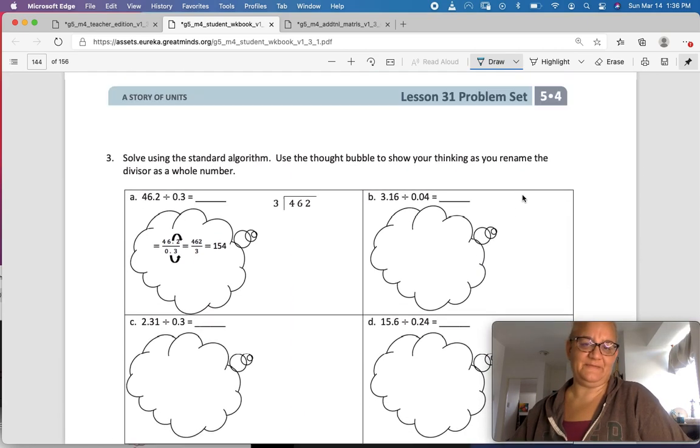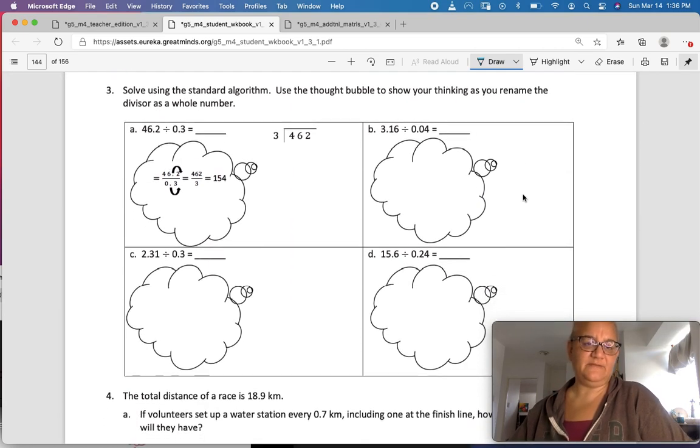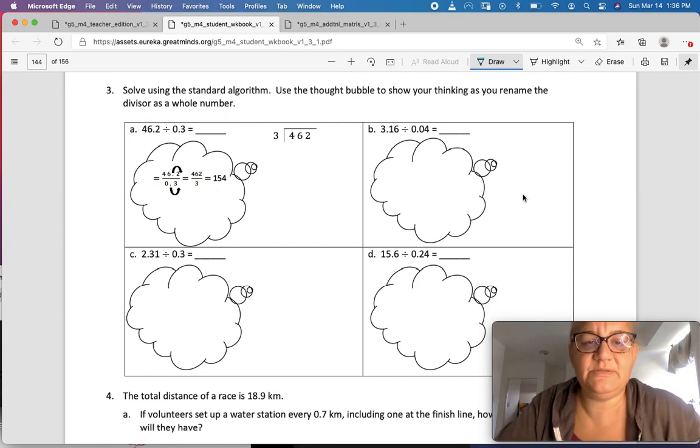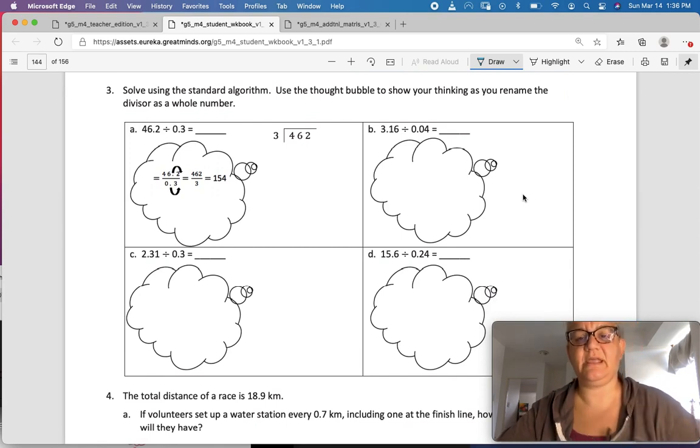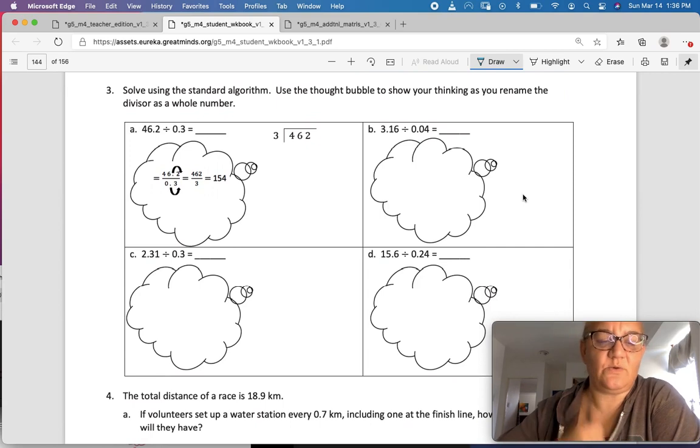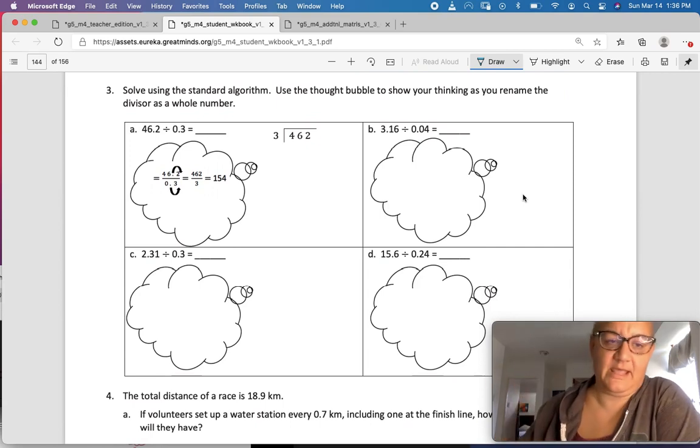Okay, number 3. Solve using the standard algorithm. Use the thought bubble to show your thinking as you rename the divisor as a whole number. Okay, so we are taking these and we're moving them over. And how did we do that? Well, we just multiplied by 10 over 10. They're not showing you that. They're just showing you how they move the decimal.